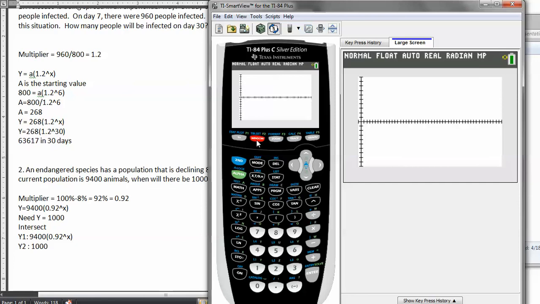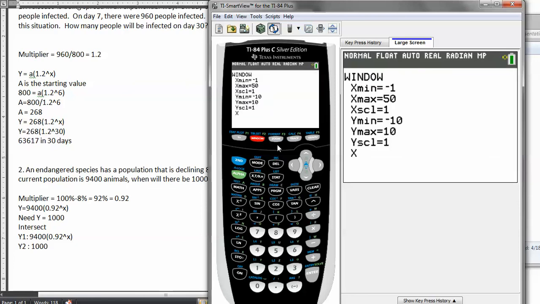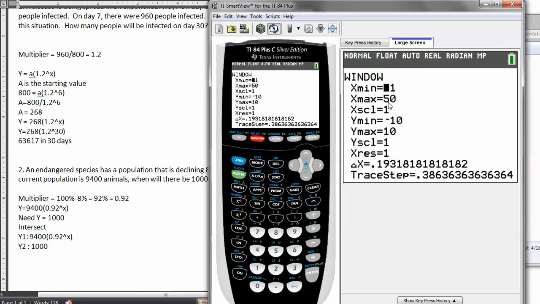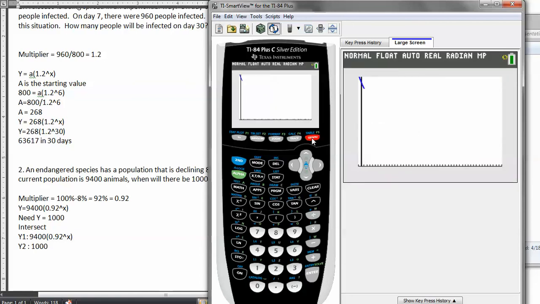So hit your window key. Right here is our window. 50 is okay for x. Let's change the y max to be 10,000 to account for the starting value. Now hit graph. Here's the population of the animal over time. You see it gets very low. And here comes the 1000 that we're looking for, right there. We need the intersection right here.